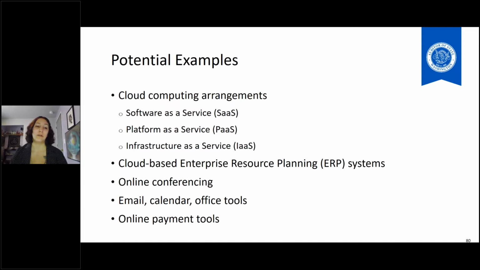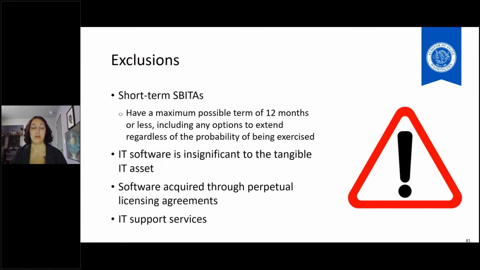So now that we've covered a few things that might be included, let's talk about what is not included. Our first one here is short-term SPEEDAs. And thankfully, the definition of a short-term SPEEDA is the exact same as a short-term lease. As a reminder, it's short-term if the maximum possible term is 12 months or less, including any options to extend.